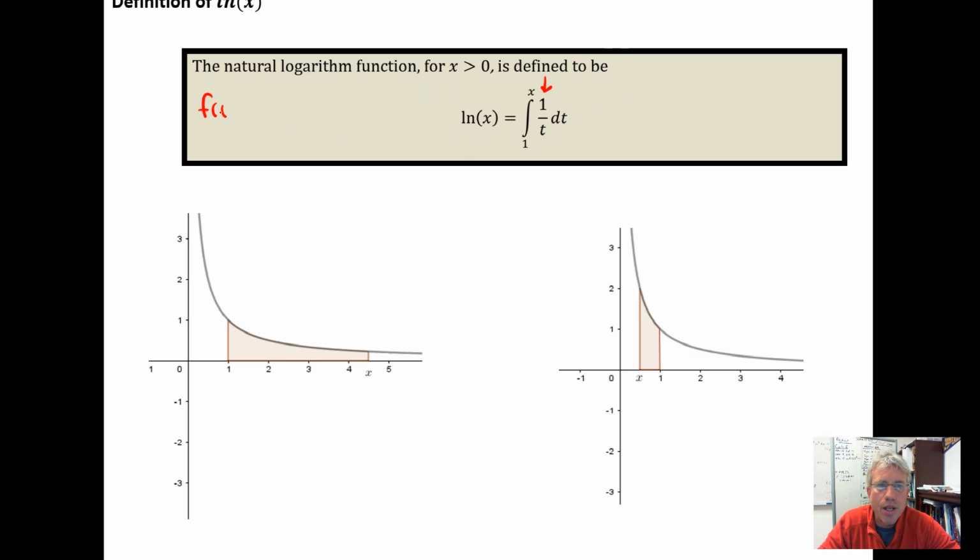So we take the function f of t equals 1 over t and we look at it on the closed interval from 1 to x, and we calculate the signed area on that closed interval from 1 to x.